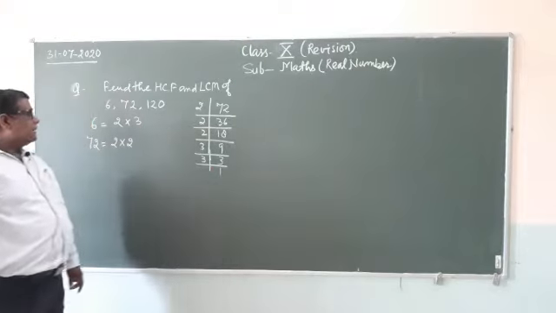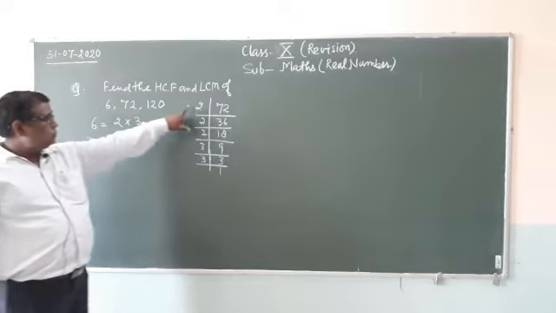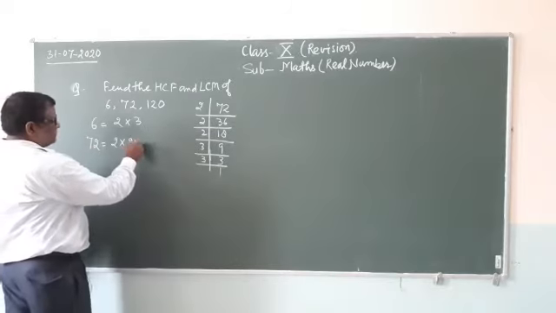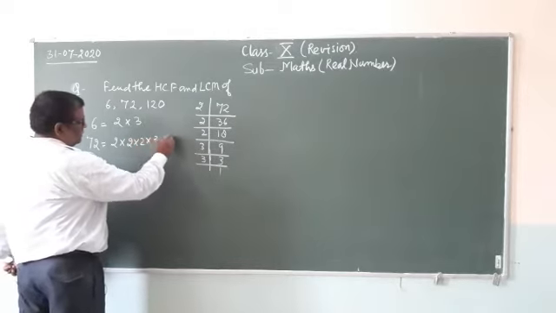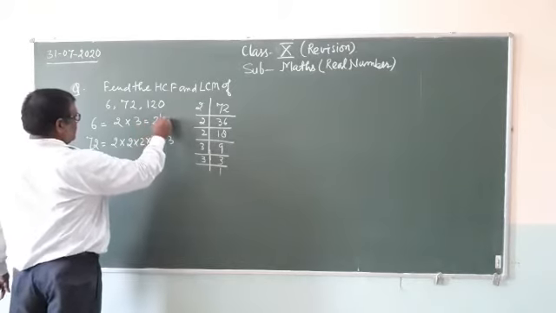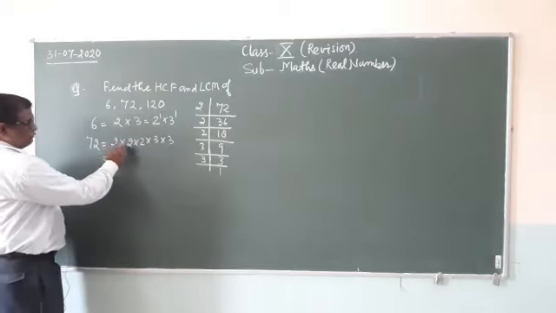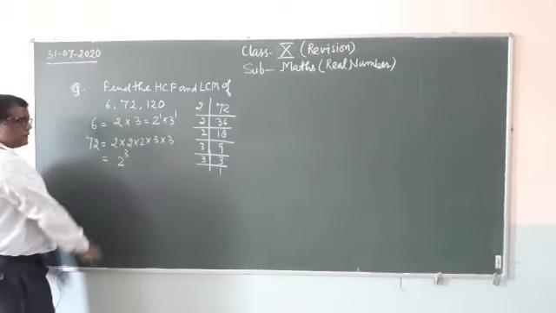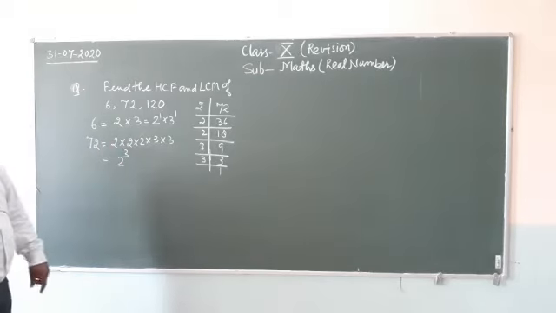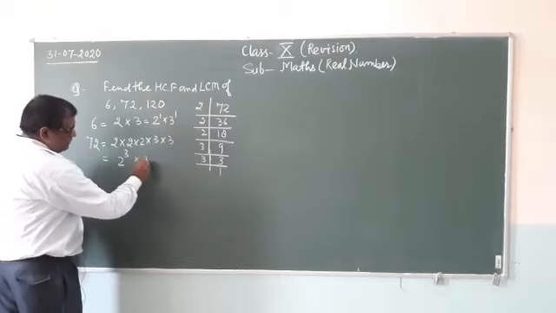If you have any problem, then use this method to find the factors of 72. That is 2 into 2 into 2 into 3 into 3. We can write this in the formula as 2 power 3 into 3 power 2. In multiplication, if the bases are the same, then the powers are added to each other.